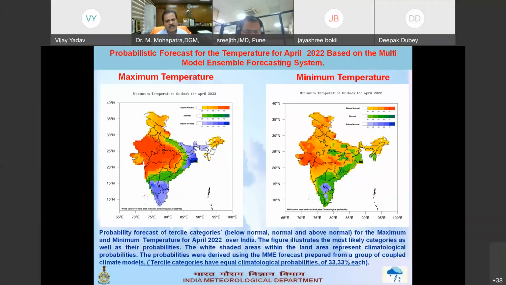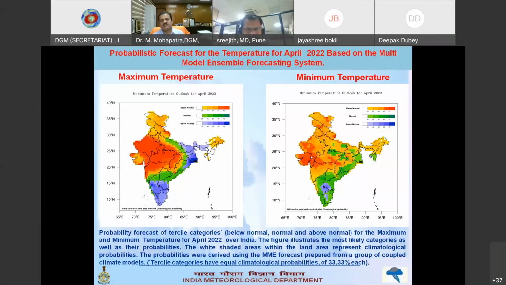So if I interpret this diagram, I will say that the probability of higher temperature over the central part of the country suggests that there could be higher than normal heat wave conditions in the month of April over this area. Now, if I look at the minimum temperature, here also it shows that the same region where we are expecting above normal maximum temperature, we are also expecting above normal minimum temperatures.